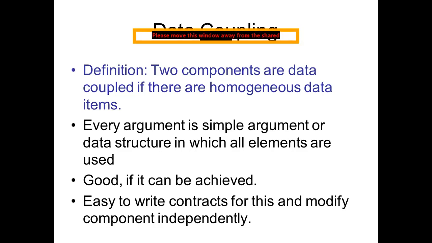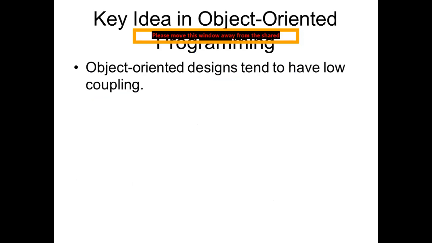So here you can see every argument is a simple argument or a data structure in which all elements are used. Now, if this can be achieved, then it is called good. It is easy to write a contract for this. Now here the modification, you can see, we can work on independently. So for the data coupling, two components are data coupled if there are homogeneous data items. So here the nature must be same.